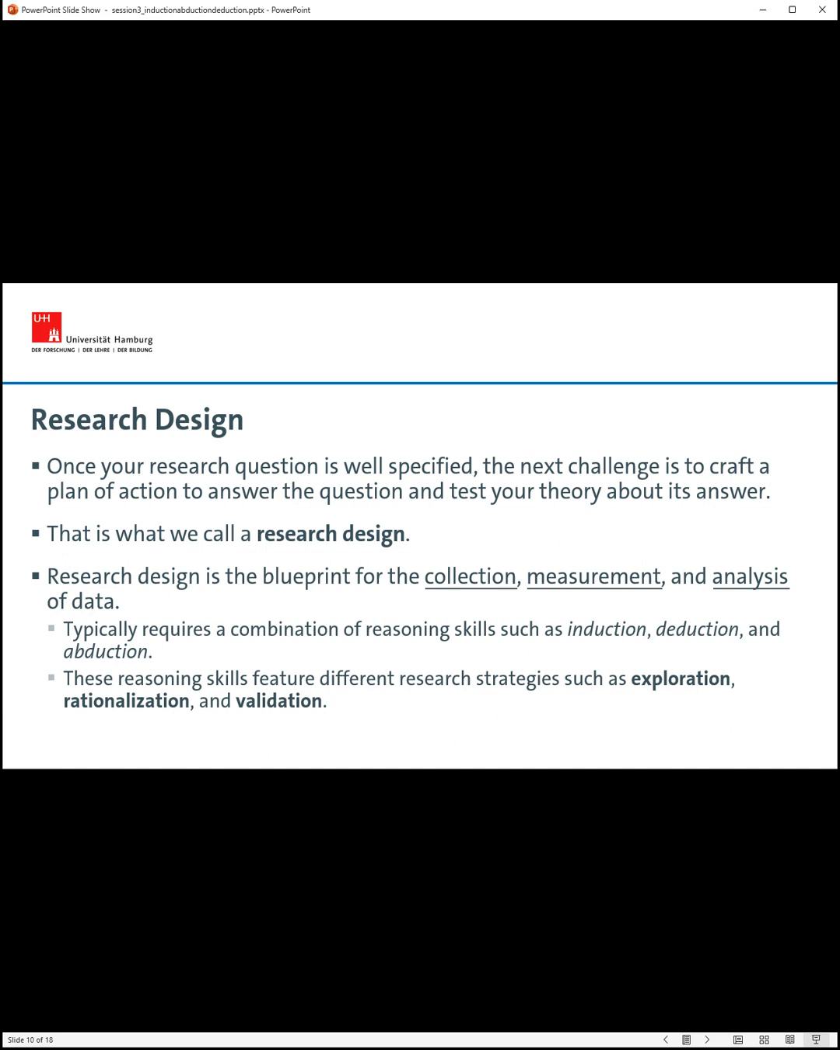This is important because these reasoning skills feature in different research strategies. Typically we have strategies for exploration, we have strategies for validation, we have strategies for rationalization, and they link to these different reasoning skills. So let's explain them.